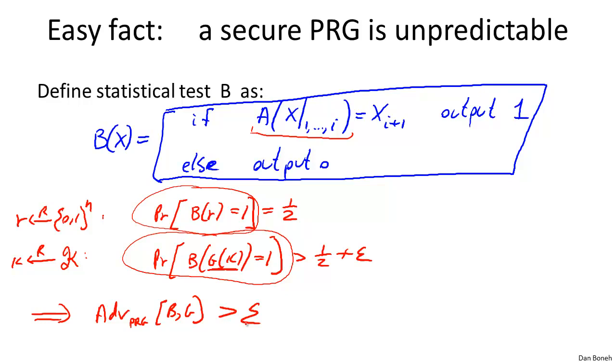And as we said, the contrapositive of that is that if G is a secure generator, then there are no good statistical tests, and as a result, there are no predictors. Which means that the generator is, as we said, unpredictable. Okay, so far what we've seen is that if the generator is secure, necessarily it's impossible to predict the i plus first bit given the first i bits.